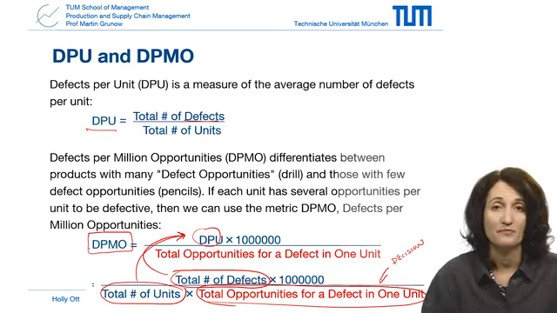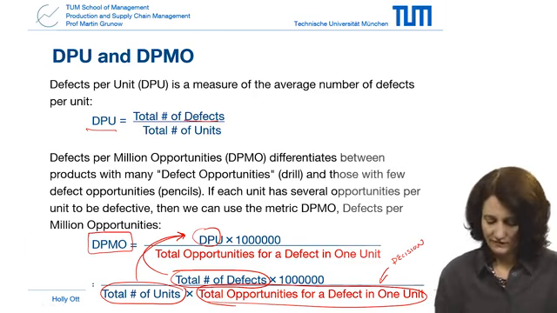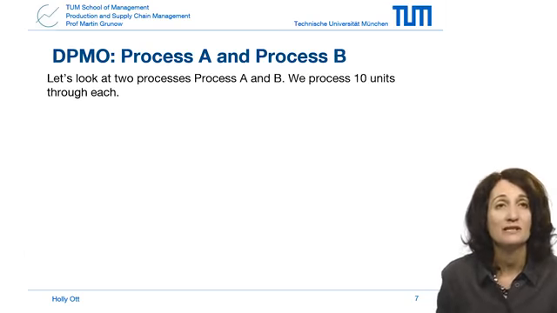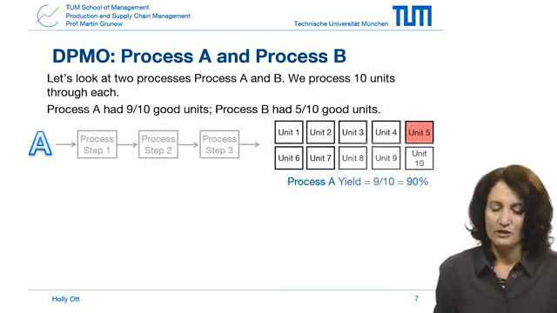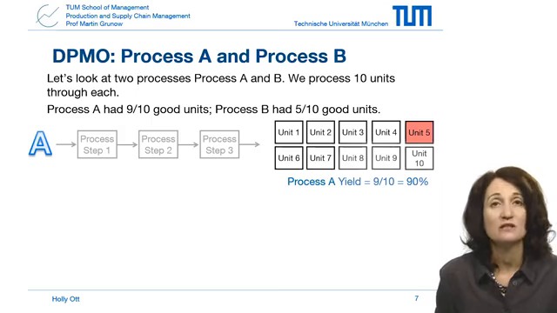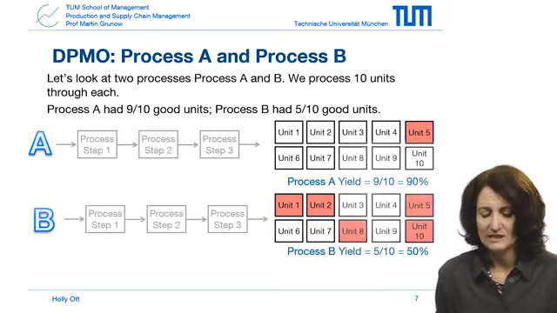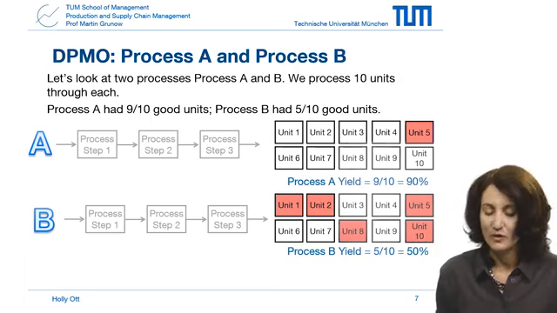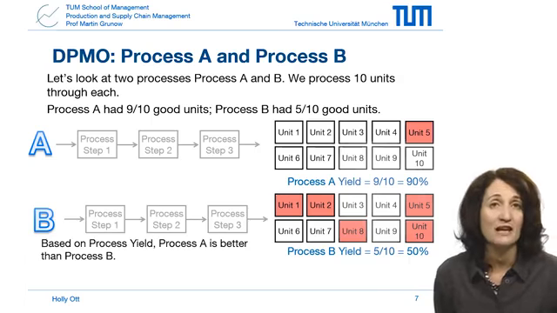We're going to look at an example of this. You are influencing here the numbers. So here we have two processes, process A and process B, and we're going to process 10 units through each. So here we see process A with 3 steps, and Unit 5 comes out bad, so we have a process yield of 9/10 or 90%. For process B, 10 units, and Unit 1, Unit 2, Unit 8, Unit 5, and Unit 10 are bad. So we have only 5 out of 10. So process yield for process B is only 50%. So based on the process yield, you can see process A is better than process B.